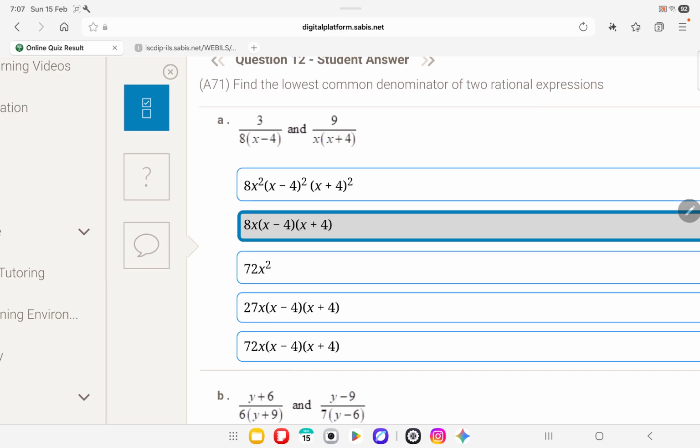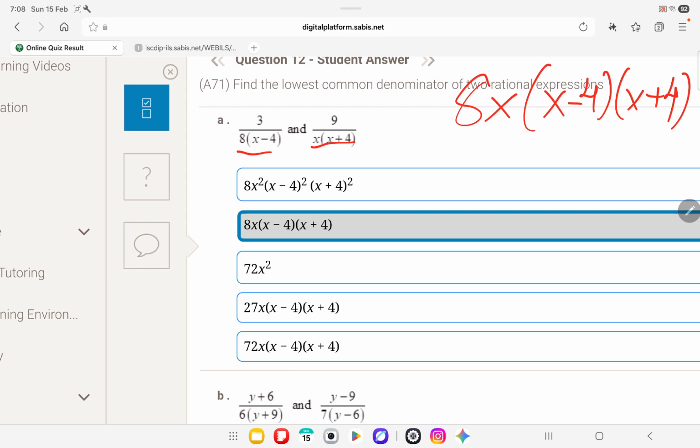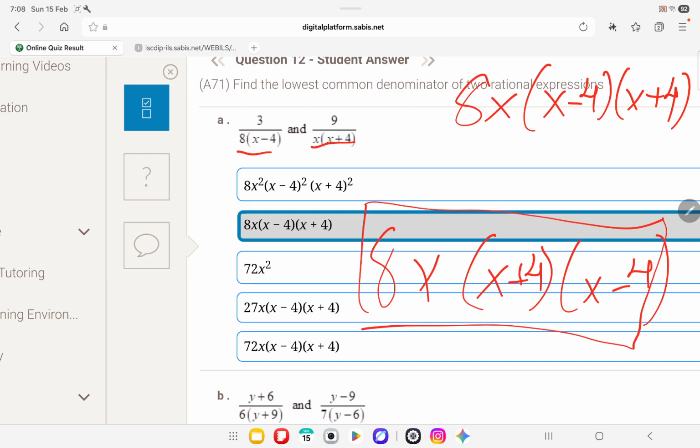So if we're making this 8x, x minus 4, x plus 4, that means we have to make this the same thing. So we do x plus 4, times 8. Now if we were solving it, we'd multiply by the numerator, but we're not solving it. He just wants a denominator. Times 8, and now we're missing x minus 4, so we just write x minus 4, and that's it. This is your answer.